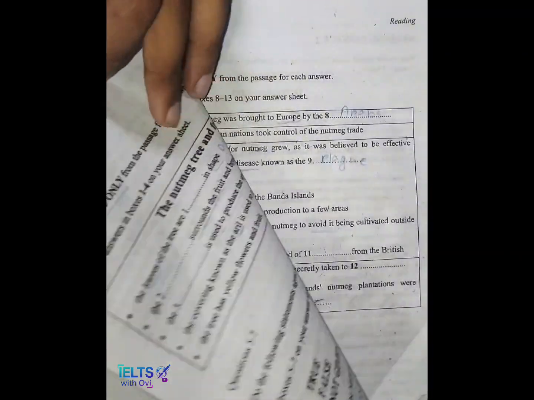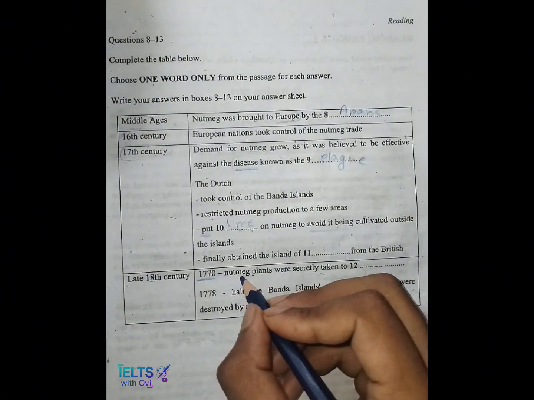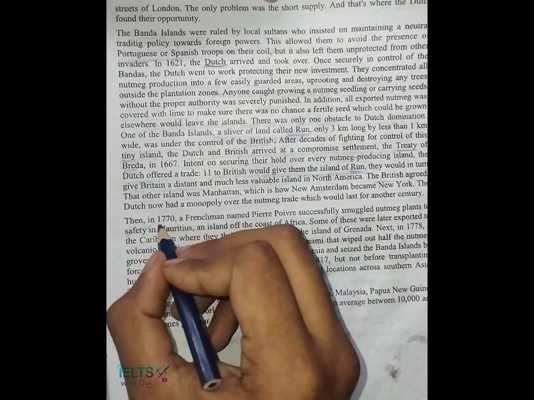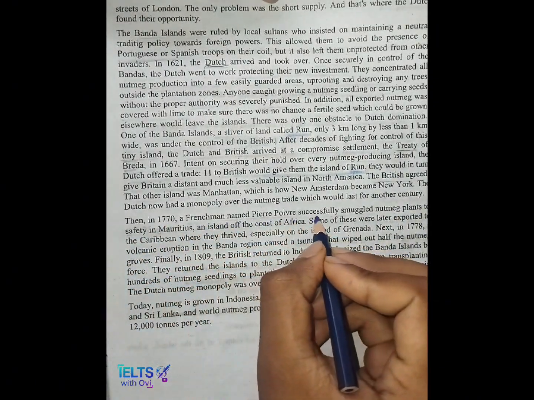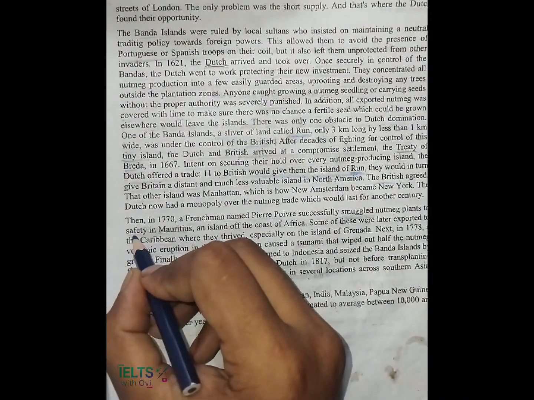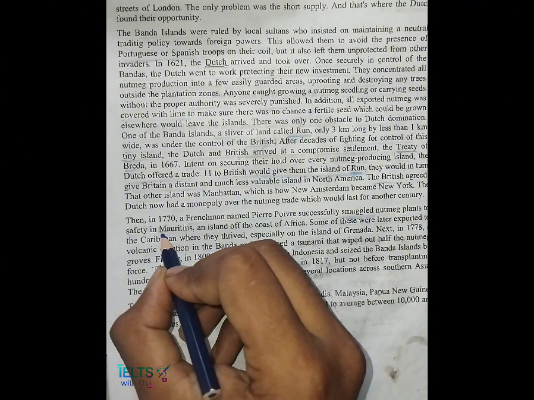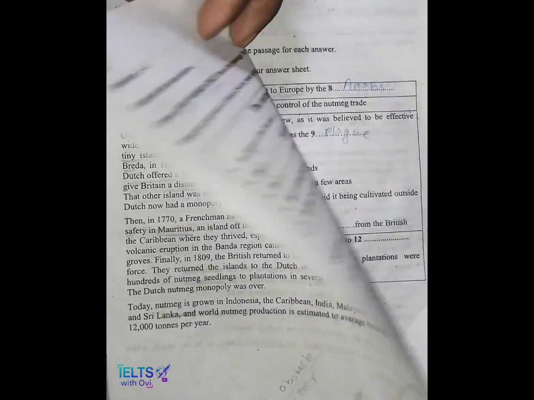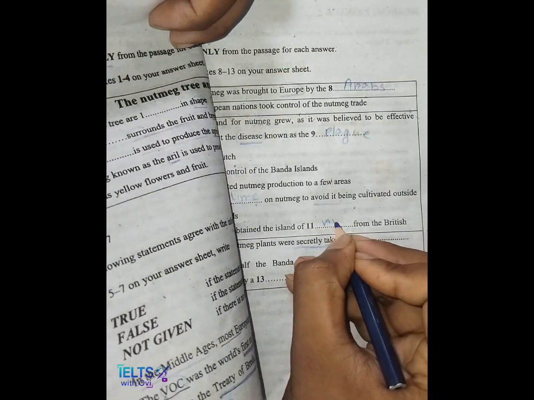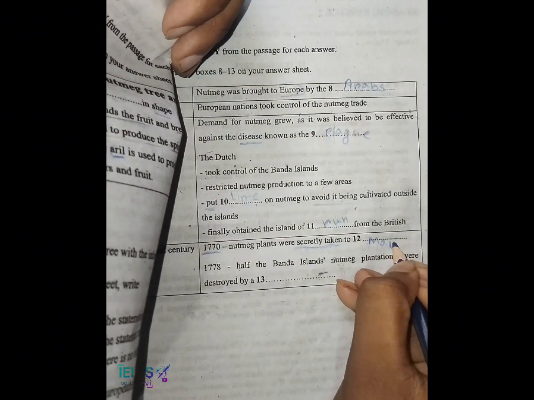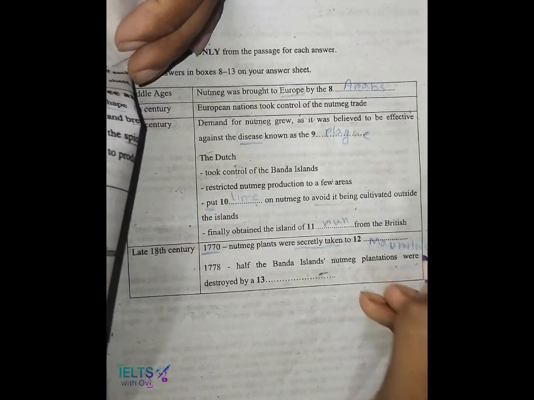Same, just some synonyms. So nutmeg plants were secretly taken to, okay, where? Then in 1770 a Frenchman named Poivre successfully smuggled nutmeg plants to safety in Mauritius, something like that. Anyway, this is our answer, so we can write it: Mauritius. Okay.